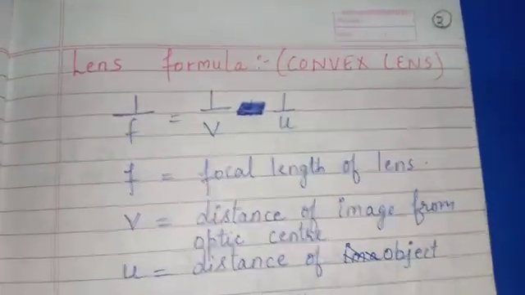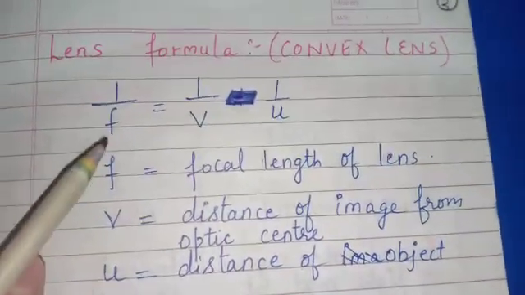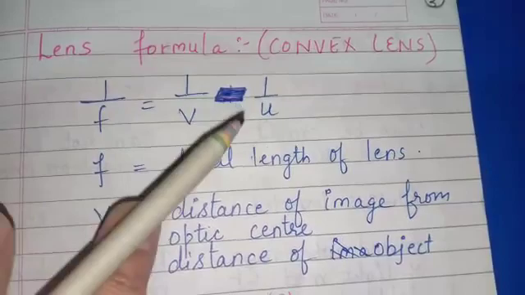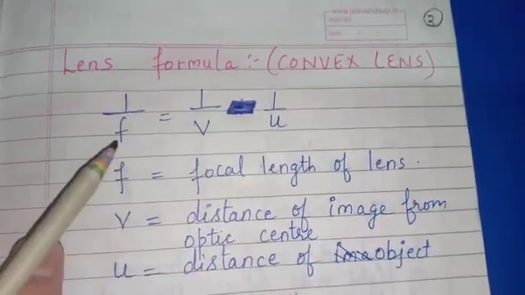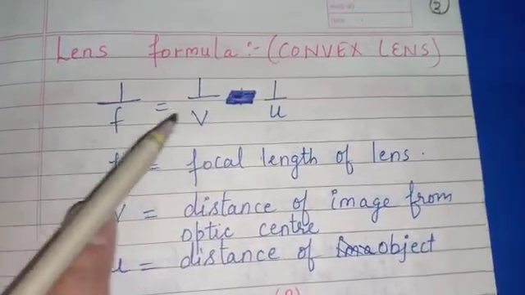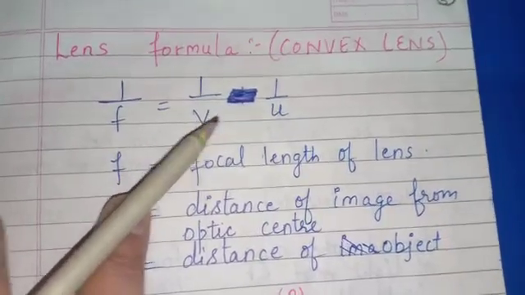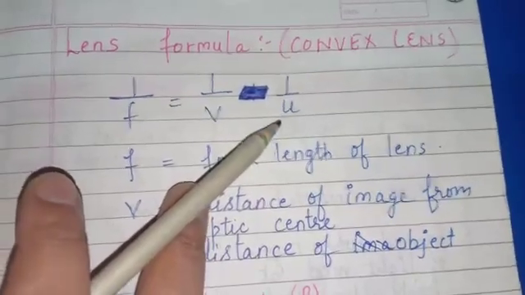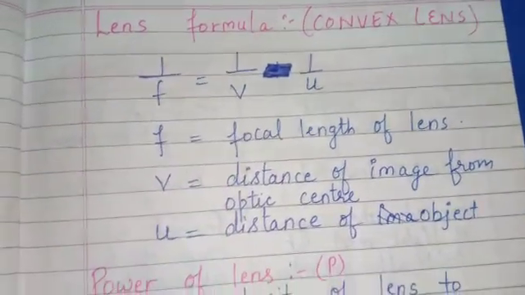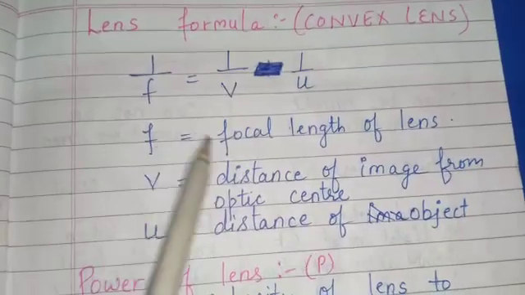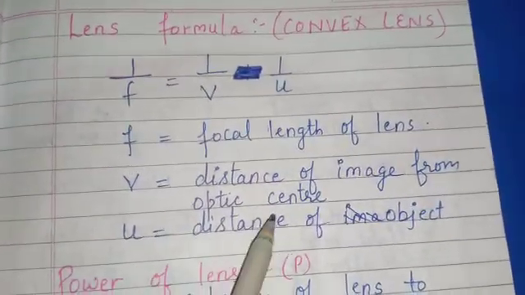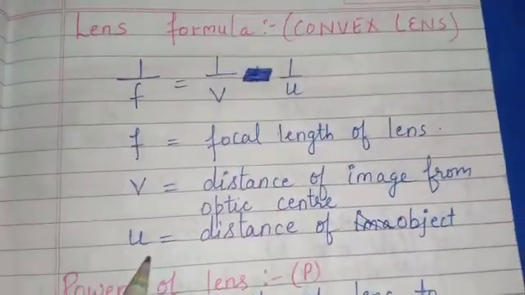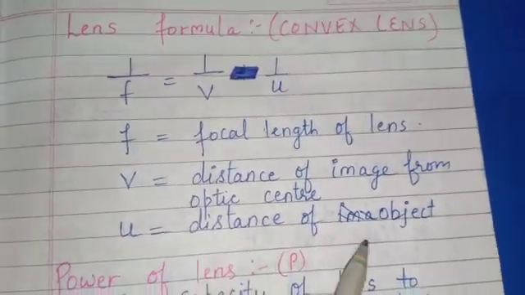Now we are moving to the lens formula. See, what is the lens formula? This is the lens formula: 1/f = 1/v - 1/u, right? Here f is the focal length of the lens, v is the distance of the image, and u is the distance of the object from the optical center. It is compulsory. Clear? This is written here: f is focal length, v is distance of image from optical center, and u is distance of object from the optical center.